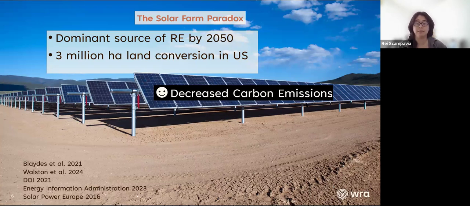According to the US Department of the Interior's calculations, to keep the US on track for net zero carbon emission goals with our current technology would require a tenfold increase in current solar energy development, which translates to about 3 million hectares of land conversion in the US.